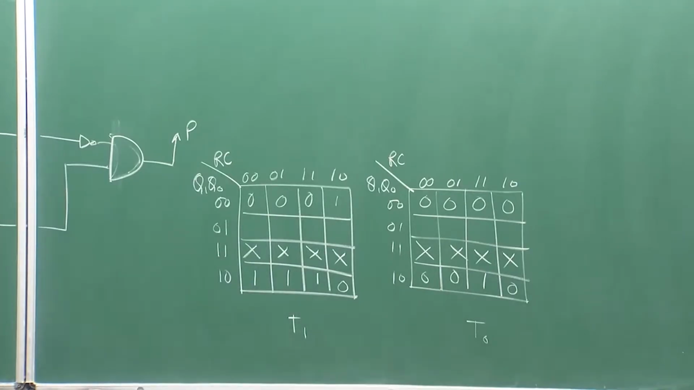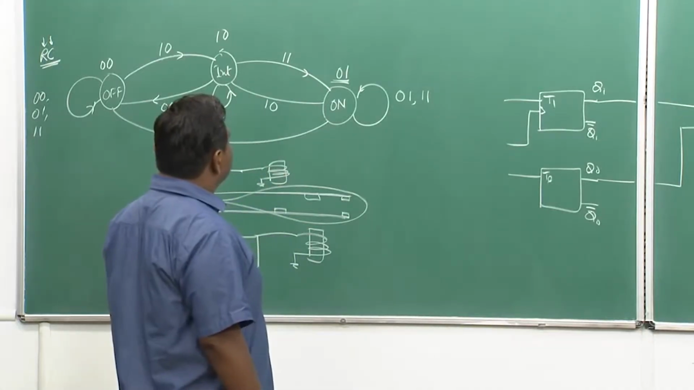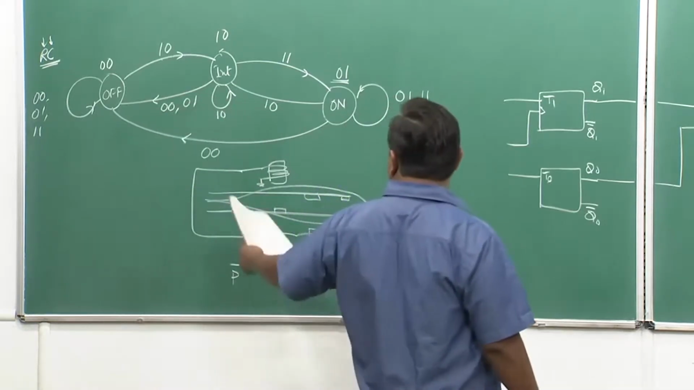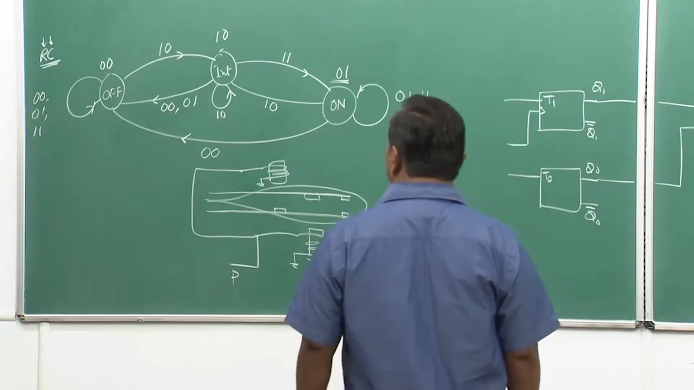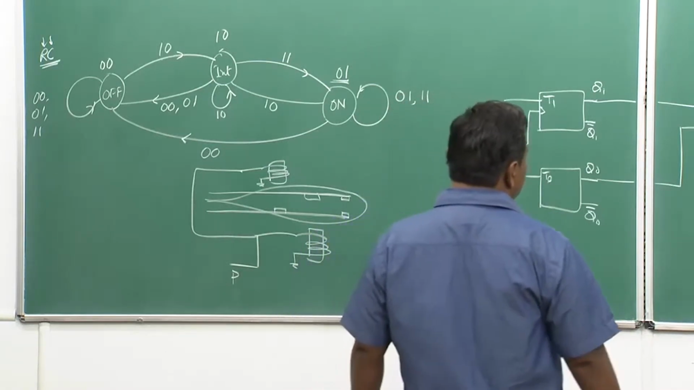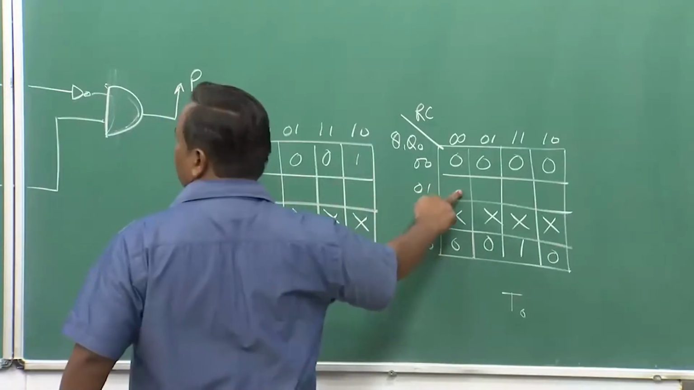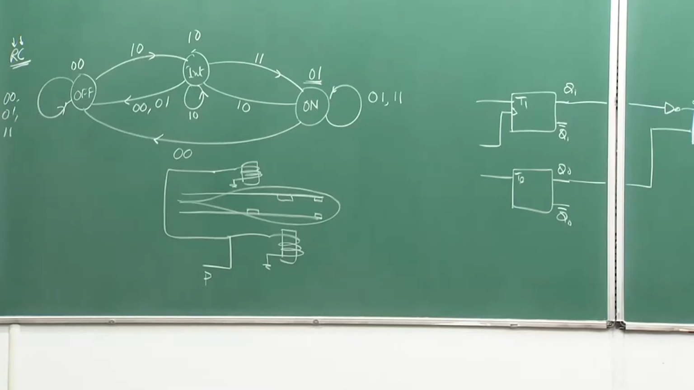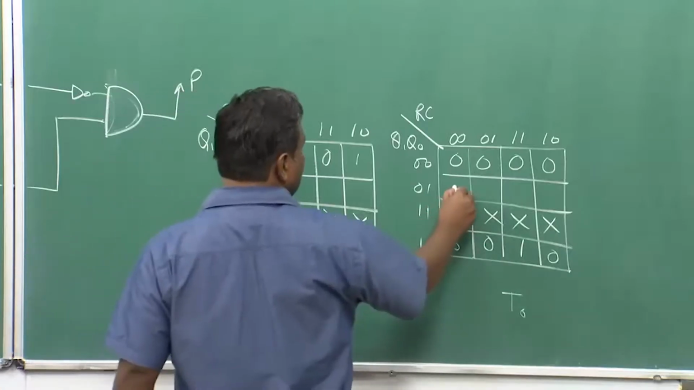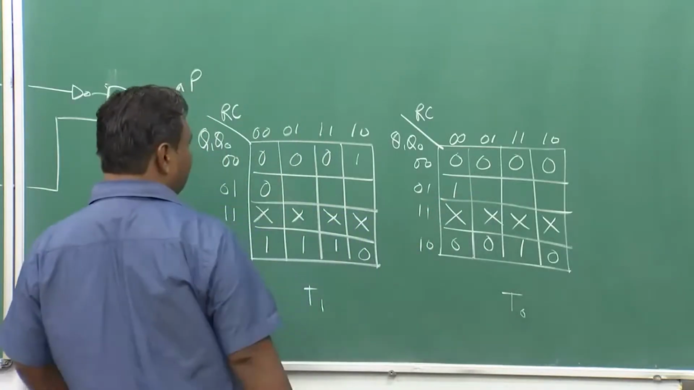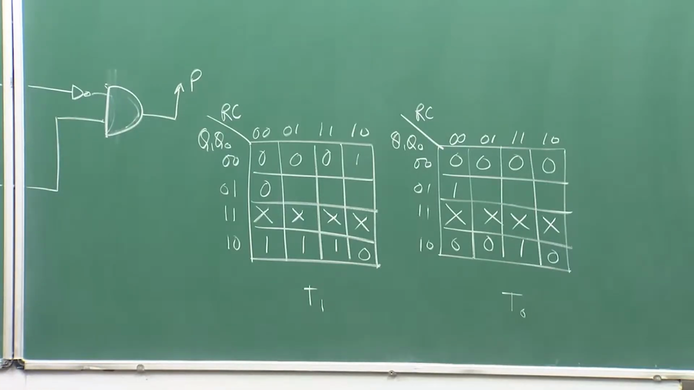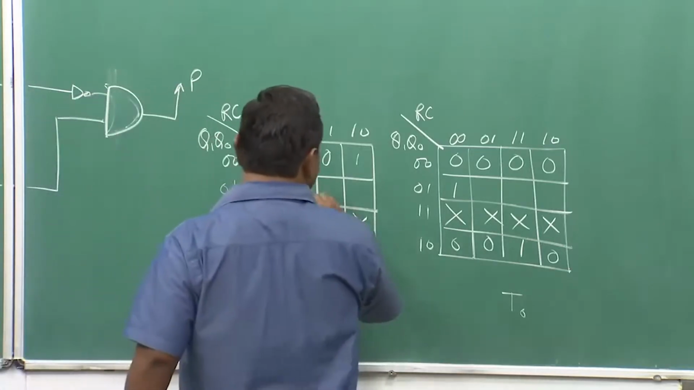Now, if you are in on state, what is going to happen? You are in state 0 1. If your RC is going to be 0 0, basically it goes from 0 1 state to 0 0. So, Q1 is not toggled, but Q0 is toggled. Then if you get a 0 1, you remain in same state, so no toggling. So, both of them will remain 0 0.